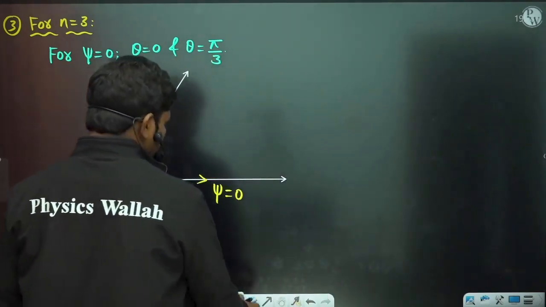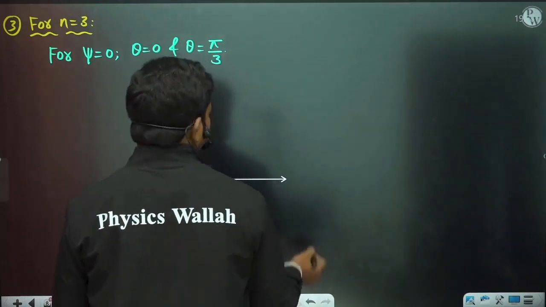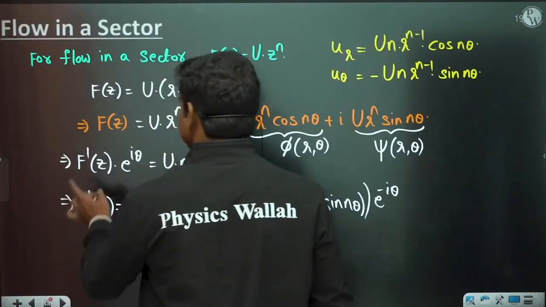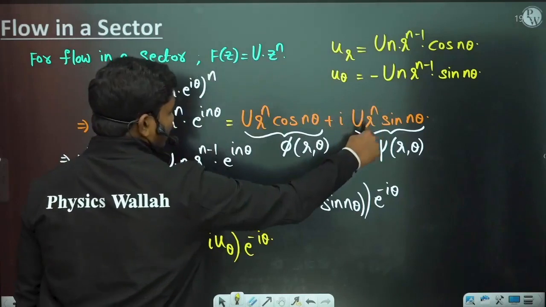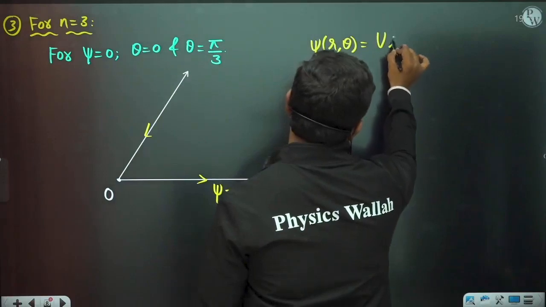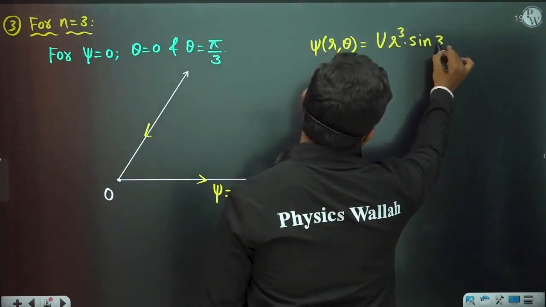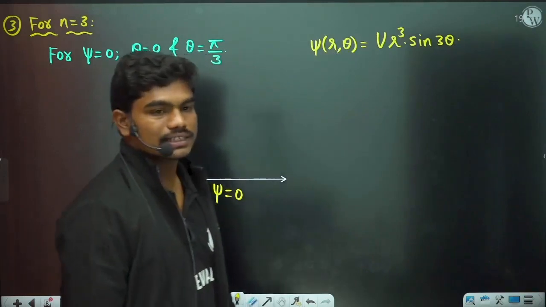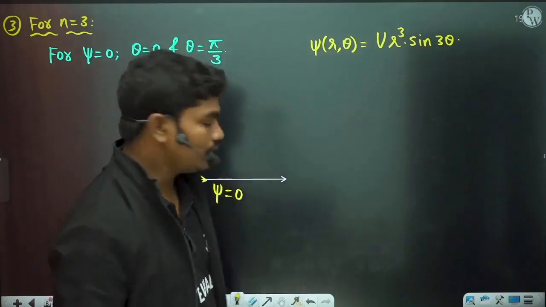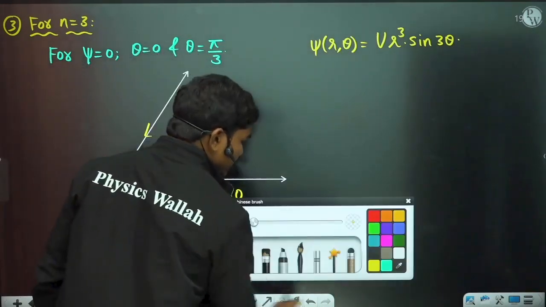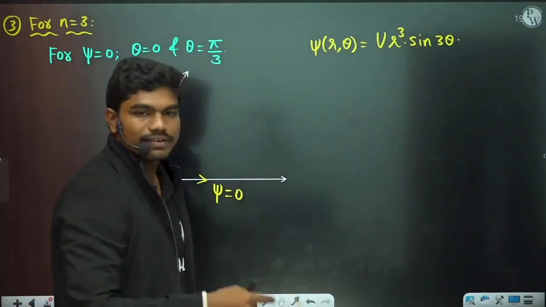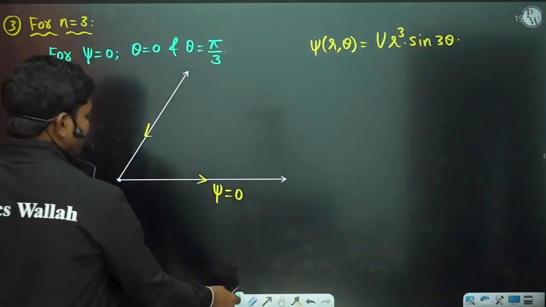Now let us see. In this case, if you try to draw the streamlines, basically the stream function, psi of r comma theta, when you put n equal to 3 in this equation, is u r cube into sine 3 theta. So this is what we have, u r cube into sine 3 theta. I'll tell you one thing. In this case, if you plot that equation, if you expand this sine 3 theta, and put x equal to r cos theta, y equal to r sin theta, you will get a curve something like this.